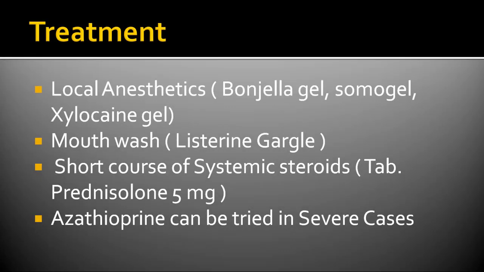So coming to the treatment of oral ulcers, number one, we give the patient local anesthetics like those available in Pakistan: Bonjela gel, Somo gel, and Zalocaine gel. Mouthwashes are also recommended like Listerine gargle and chlorhexidine-containing mouthwash, which was able to kill all strains of Candida albicans.